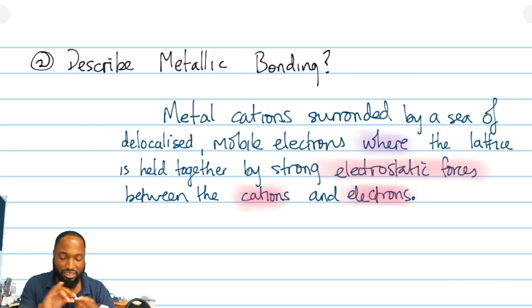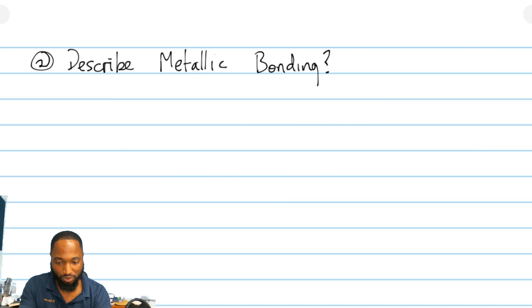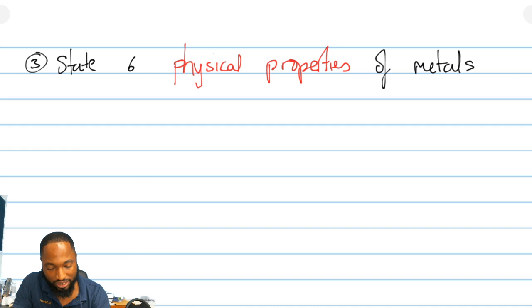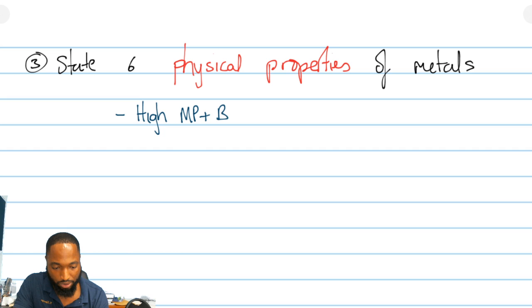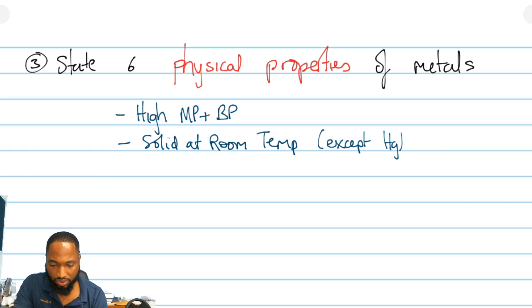All right, so we have two down. State six physical properties of metal. Well, we did this last time. So we're going to talk about high melting point and boiling point. And because of that, they're solid at room temperature, except mercury. What's the other ones? And then we're talking about good conductors of, and this is just me remembering from yesterday.